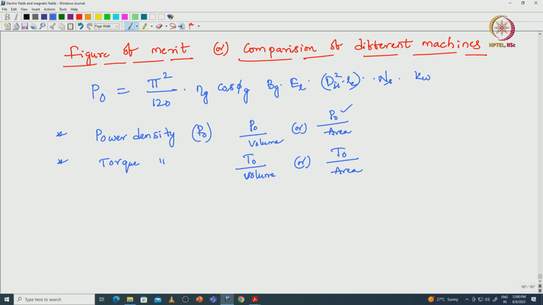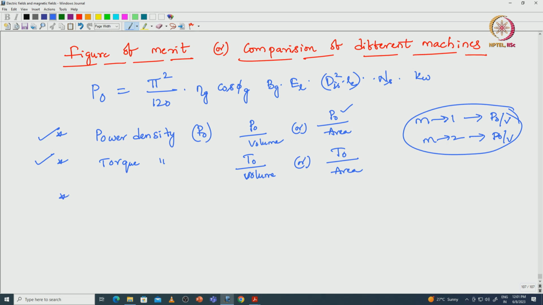So, we know the output power for given dimensions. Find the volume and calculate the power density and torque density, such that for manufacturer 1 we know the power density, and for manufacturer 2 the power density or torque density with respect to the volume or the area. So, we can compare. From these two motors we can pick the one which has the better power density or better torque density.